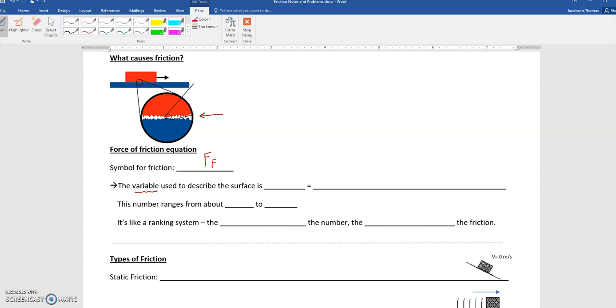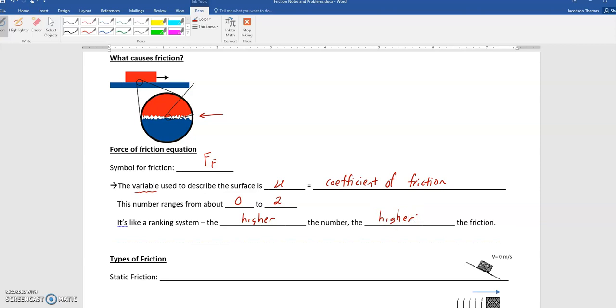Okay, so here's our variable to describe the roughness or smoothness of different surfaces. And that's going to be this weird Greek symbol, which we call mu, which is like saying the words me and you really fast. So it's mu, and that is called the coefficient of friction. It sounds very fancy, but it just means smoothness or roughness. And it's going to be a number, okay? So it's going to range from about 0 to about 2, which means it's like a ranking system. The higher the number, the higher the friction or the roughness of the surface.